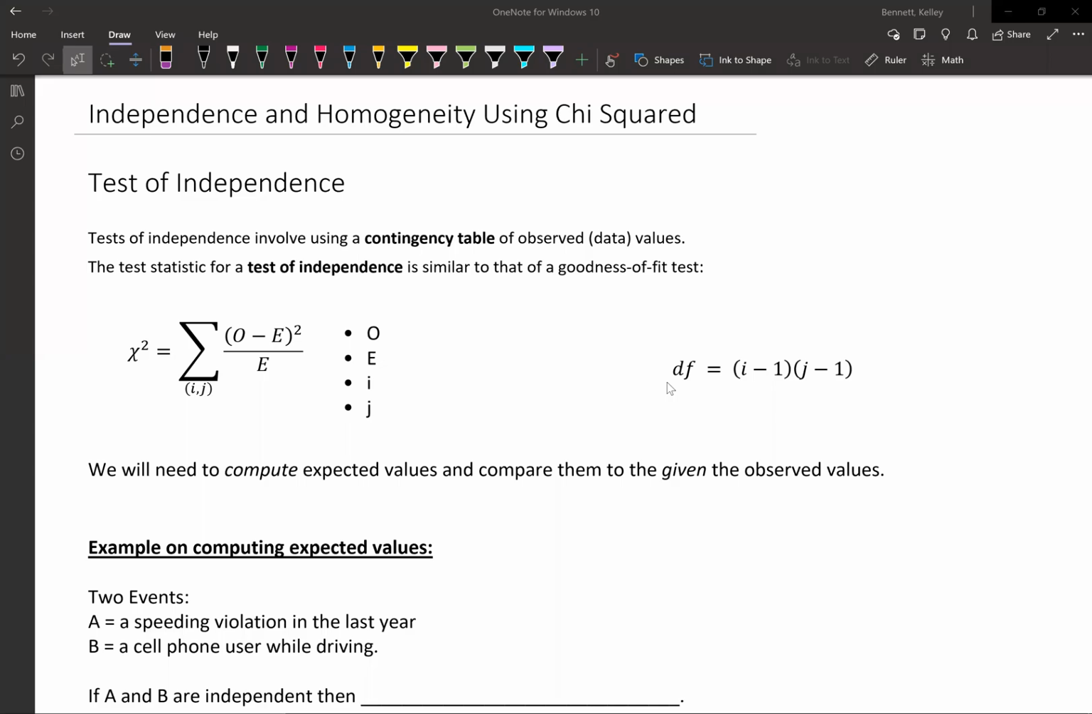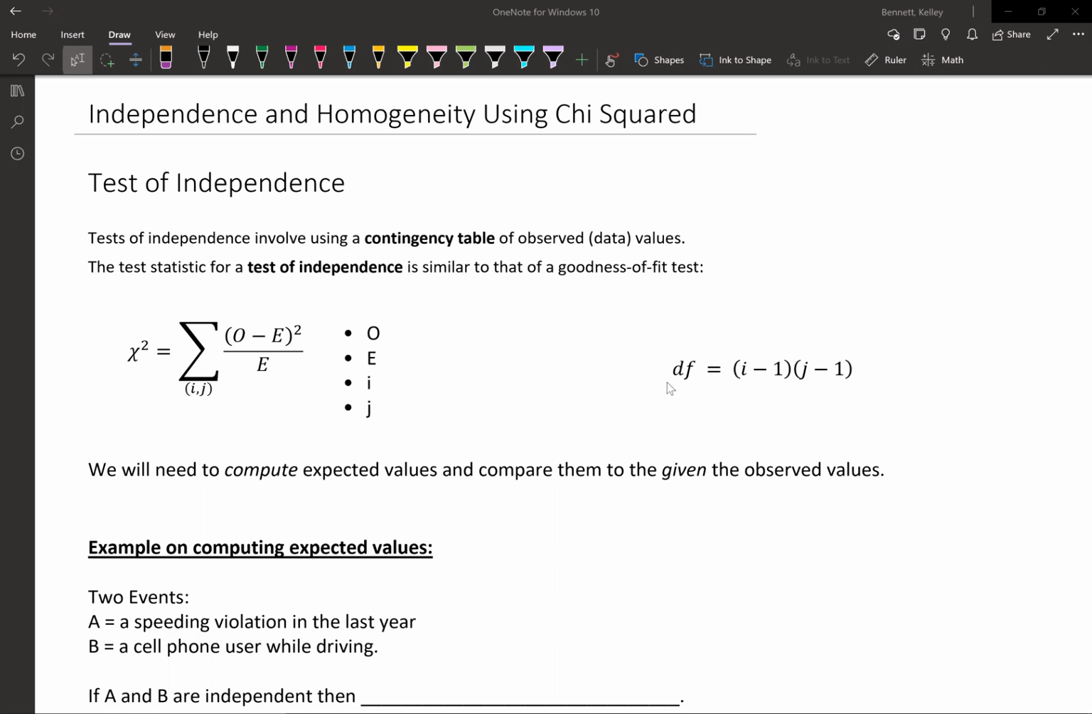Welcome to the lecture on independence and homogeneity using a chi-squared distribution. So to begin, we're going to talk about the tests of independence. Tests of independence involve using a contingency table of observed data values.